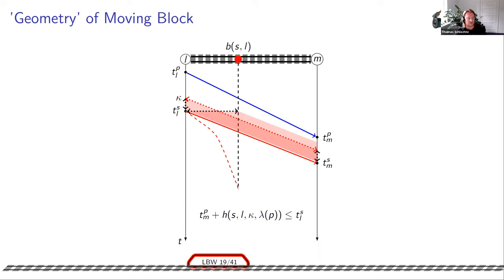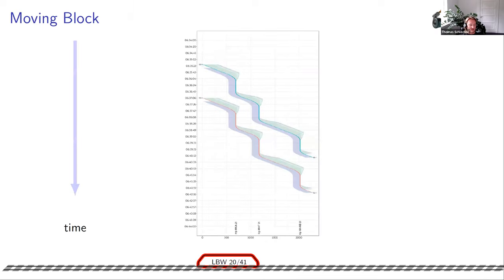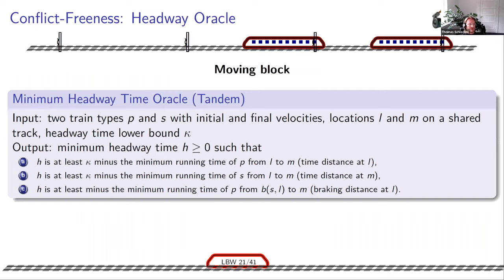Now you can already see if you push these lines together until they touch, there are three points where something can happen. It's at L, it's at B, or at M. One of them is the minimum, and this one is then the value for the headway time. It's more complicated in formula, but it's the classical idea: see what the blocked area is and then push everything together until it touches. That will give you the minimum headway time.